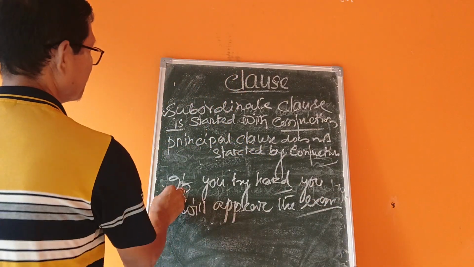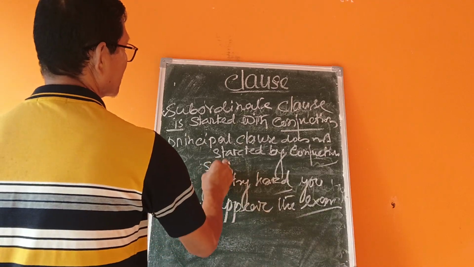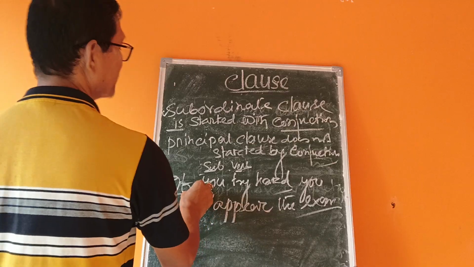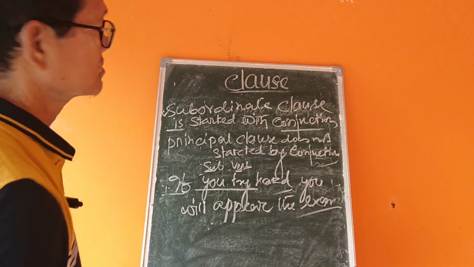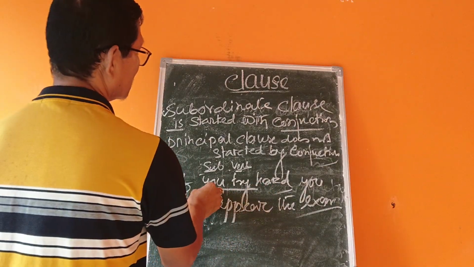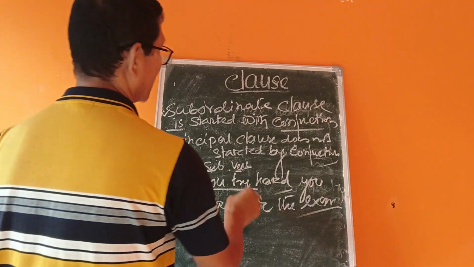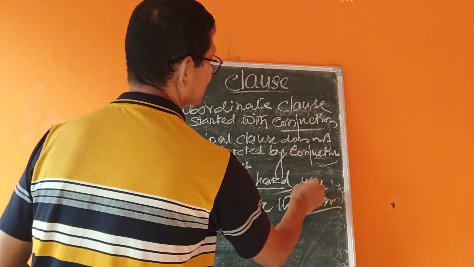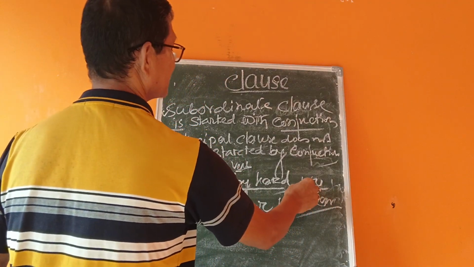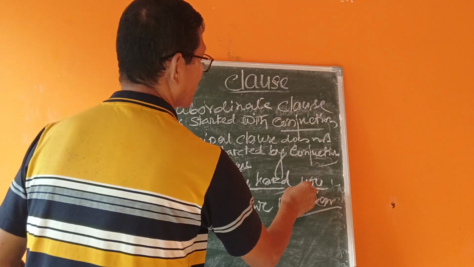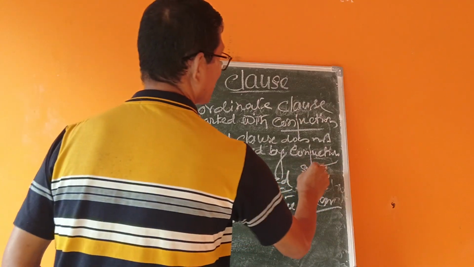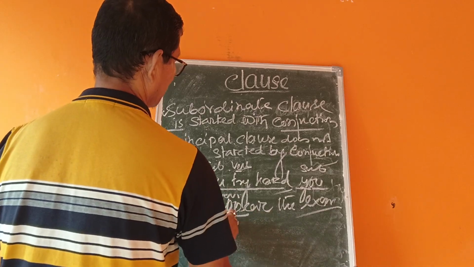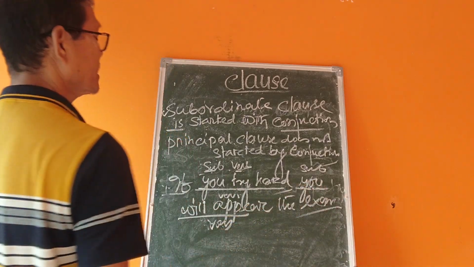You see, this is a subject and this is a verb. This is a subject and this is a verb. It makes a clause. First we have to find out the clause, isn't it? Subject and verb make one clause, and then you started the next clause with a subject. You is a subject here, and will appear is the verb. Subject and verb make a clause.